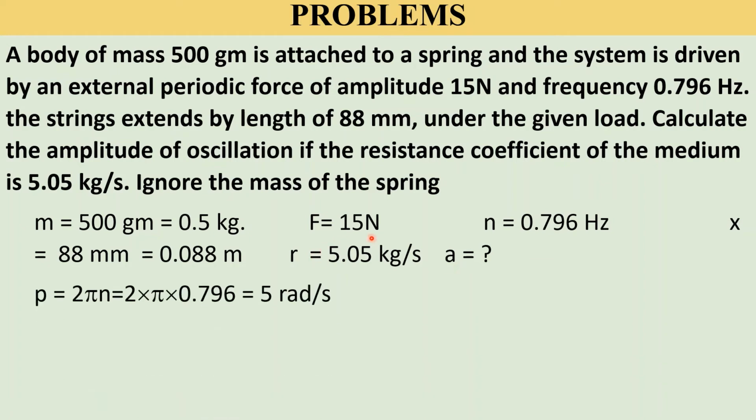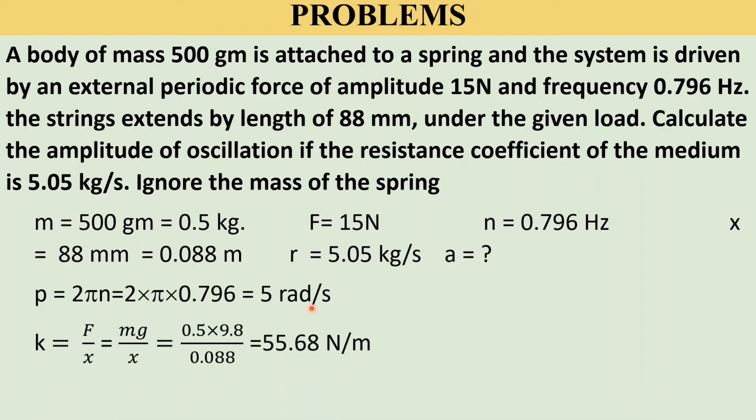This is the frequency of the applied periodic force. So the angular frequency p is equal to 2 pi n, that is equal to 2 pi into 0.796, so p is equal to 5 radians per second. Now the force constant k is equal to F by x. F is mg divided by x, so that is equal to 0.5 into 9.8 divided by x, which is 0.088. So this is equal to 55.68 Newton per meter.